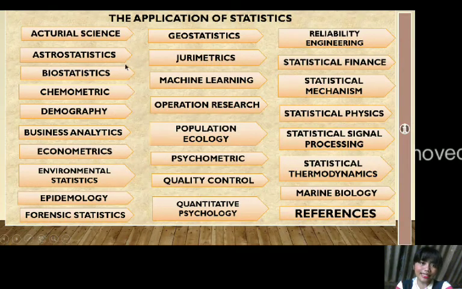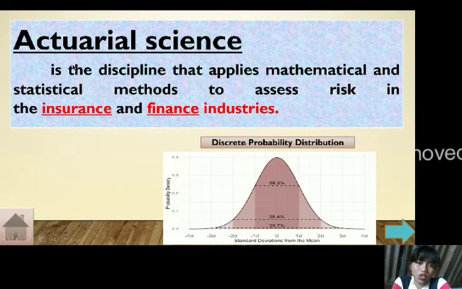So that's statistics. So where do we apply statistics? I have here 26 fields of study, including marine biology. So let's start with actuarial science. What is the use of statistics in actuarial science? Let's first define actuarial science.